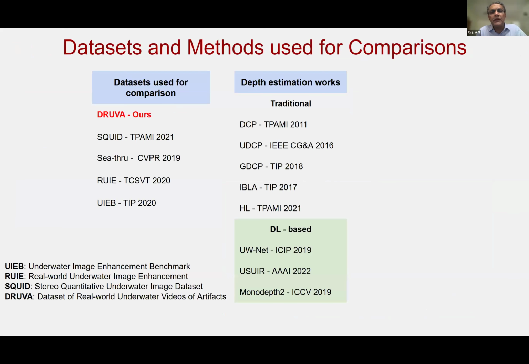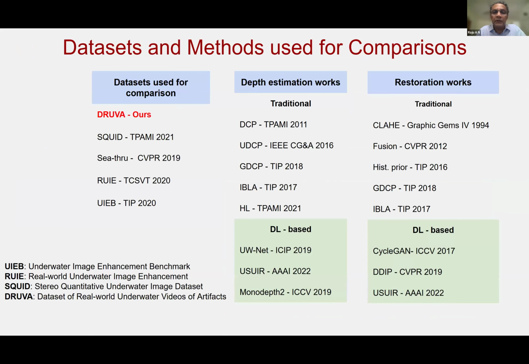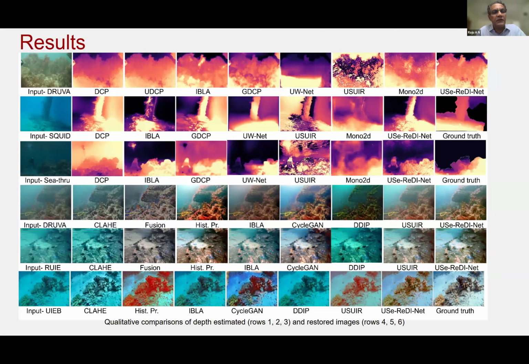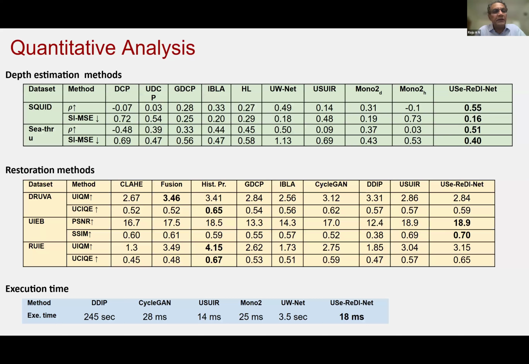And then in terms of comparisons, we compared with several depth estimation works, many of them recent ones, and restoration works, again the same. If you see the paper, there is an exhaustive set of experiments where we talk about how we do both in terms of depth recovery as well as restoration of the red image. And these are some quantitative metrics. Incidentally, SQUID and SeaThru are two depth data sets which do have a real depth map, accurate up to a scale. And therefore you can use the scale in metric to calculate how well you're doing.